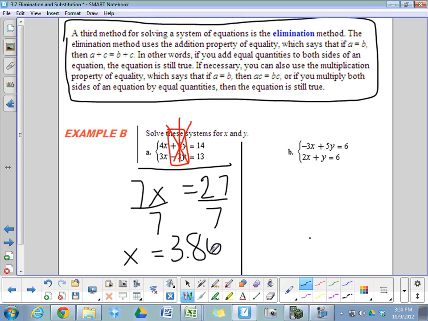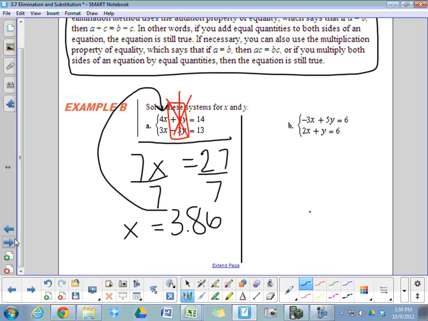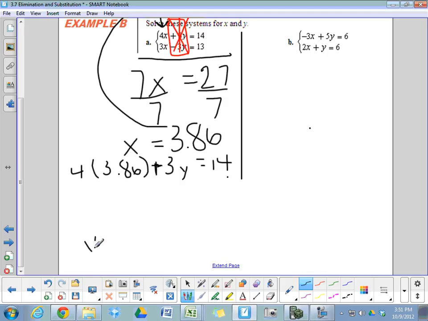Once you know the value for x, you will plug 3.86 back into one of these equations for x and solve for y. I'm going to let you go ahead and do that yourself and find the y value. So again, you're going to do 4 times 3.86 plus 3y. I'm choosing the top equation just because it's convenient, equals 14. Go ahead and solve that equation for y and see what you get.